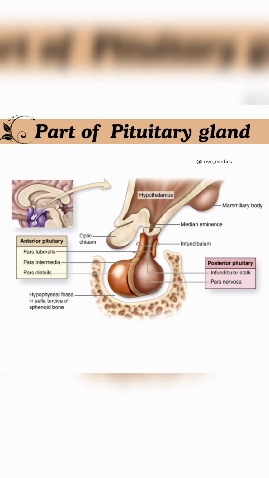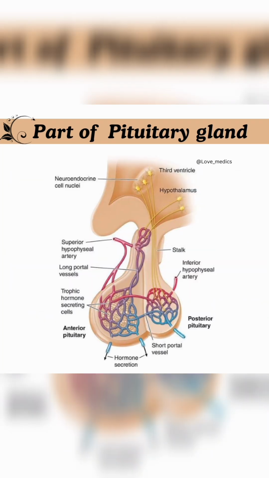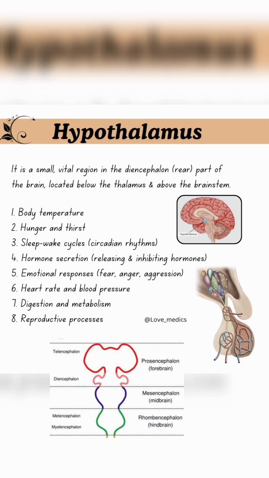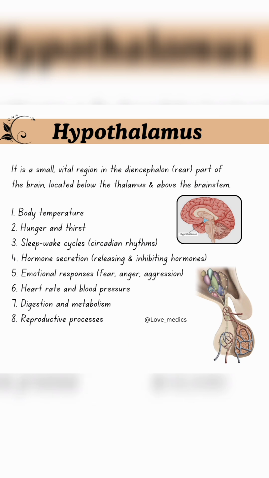In this video, we are going to learn about the parts of the pituitary gland. First, hypothalamus. Hypothalamus is a small vital region in the diencephalon, the part of brain. The diencephalon is located between the telencephalon and the mesencephalon. Telencephalon means cerebrum. Mesencephalon means midbrain. So the diencephalon is located between the cerebrum and the midbrain.